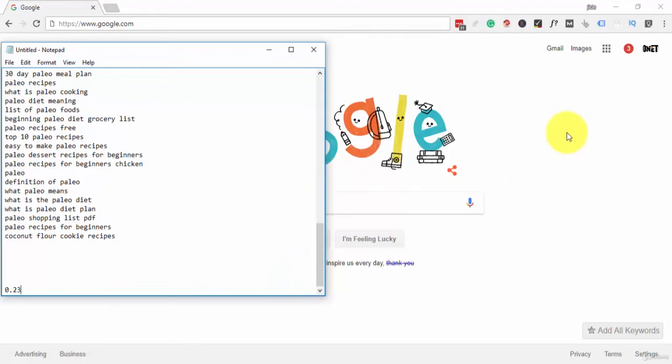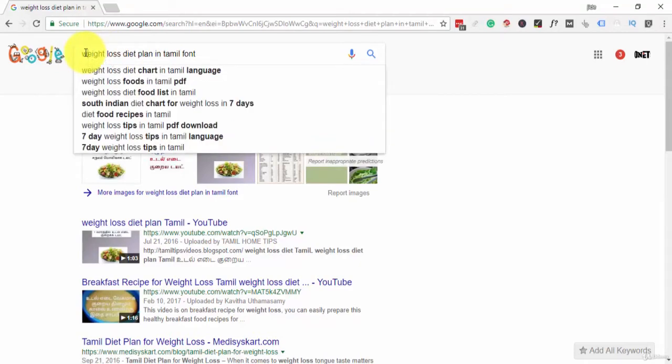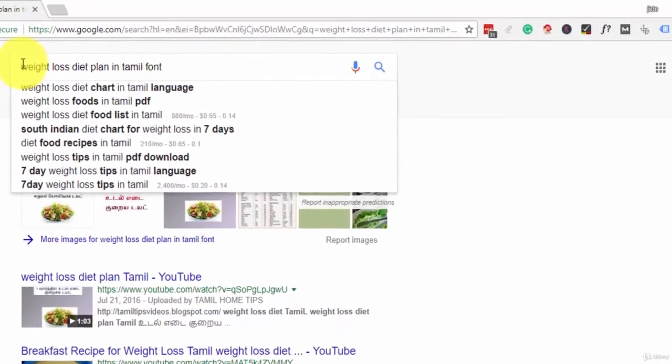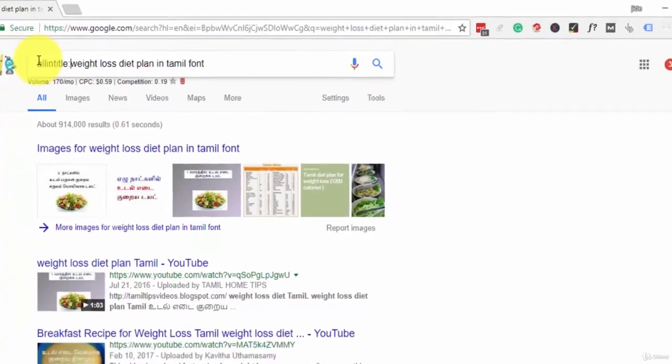So let's see. Okay, good. This one has 170 monthly search volume. This is fine for us to start with. So all you have to do is write allintitle, colon, then enter. This is going to give you a list.